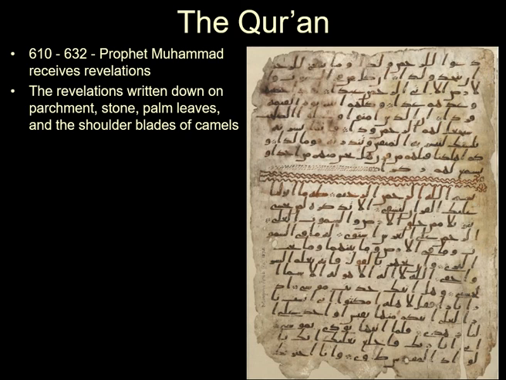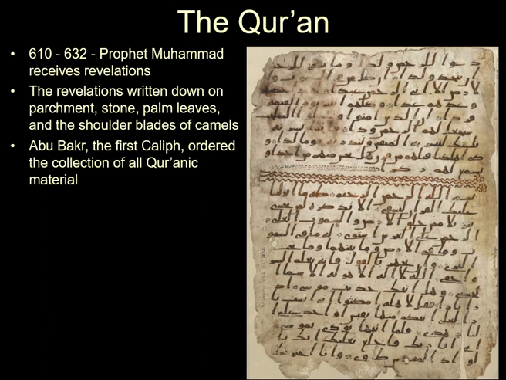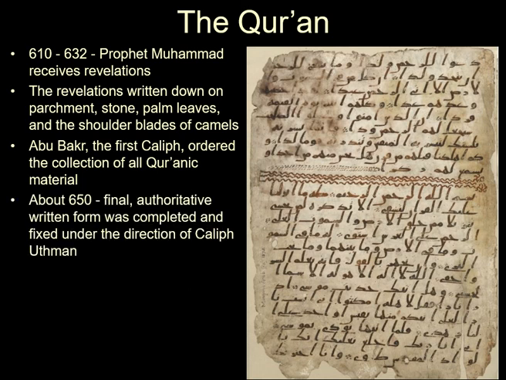Shoulder blades of camels and other animals are often used in the ancient world to write things on, as is broken pottery, shards of stone, all sorts of things. It's just to write a quick note and record something. So Abu Bakr, the first Caliph, ordered the collection of all of the material that would go to make the Quran. And about 650, within 20 years of the death of the Prophet, the final authoritative written form was completed and fixed under the direction of Caliph Uthman.